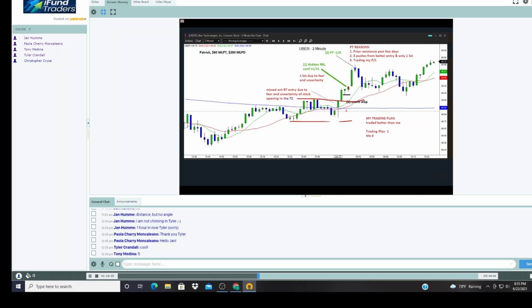So, you say, I missed an anticipating bottoming tail bar entry due to fear and uncertainty of stock opening in the trap zone, all right? Well, what can you do with that? Is this an anticipatory bar? Everybody, is this a question for everybody? Is this an anticipatory bar here? Is bottoming tail bar, yes or no? I see 3 yeses. I see a couple of no's. Nope. Okay.